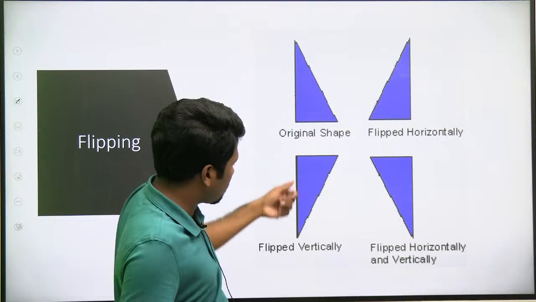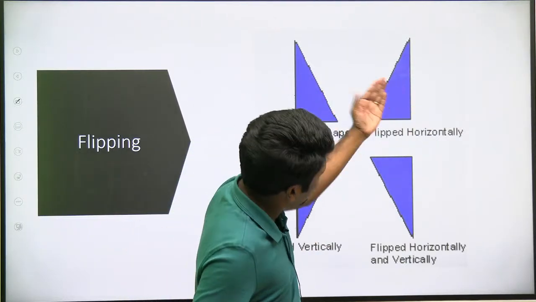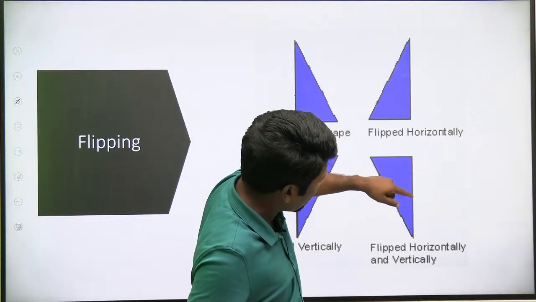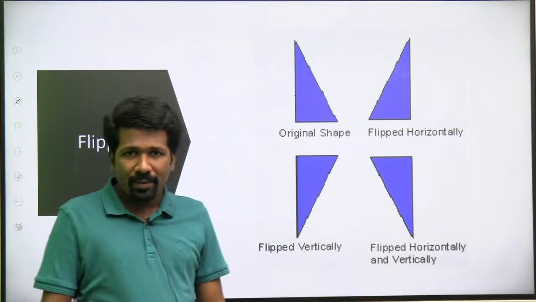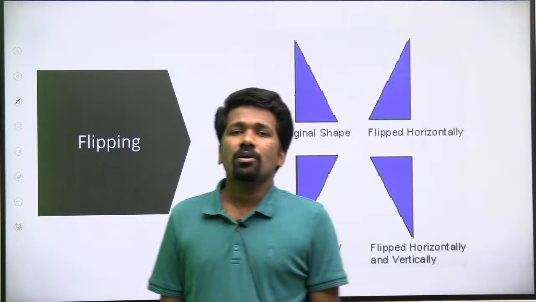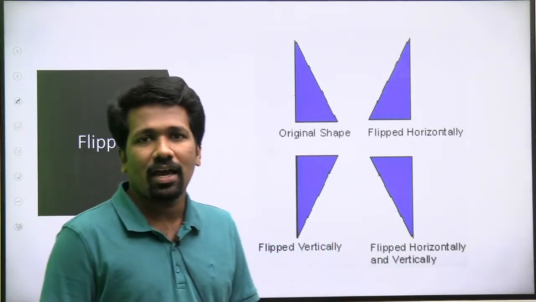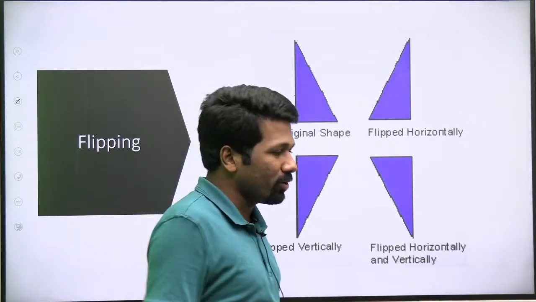If you flip a paper like this, it becomes this. In this image, it has been flipped horizontally and then that horizontally flipped image has again been flipped vertically. So the meaning of the word flipping is clear, right? Because in many questions it will be mentioned that flipping, rotation, translation are allowed. There you should know what all are allowed and what all are not allowed.